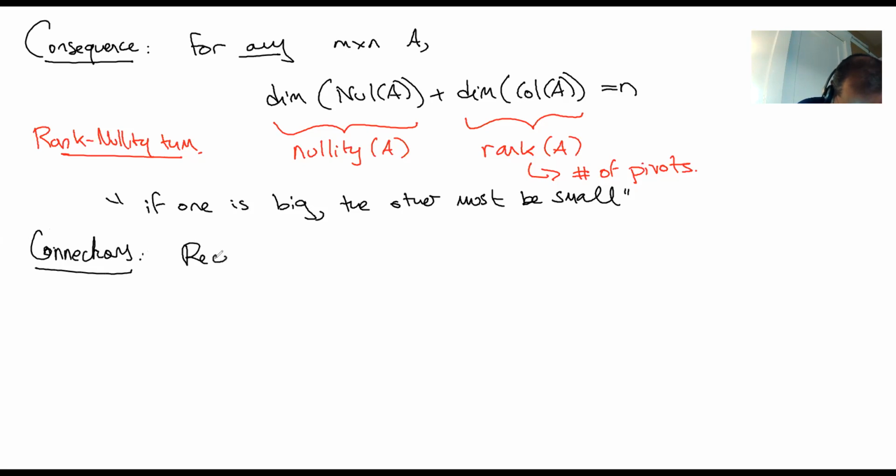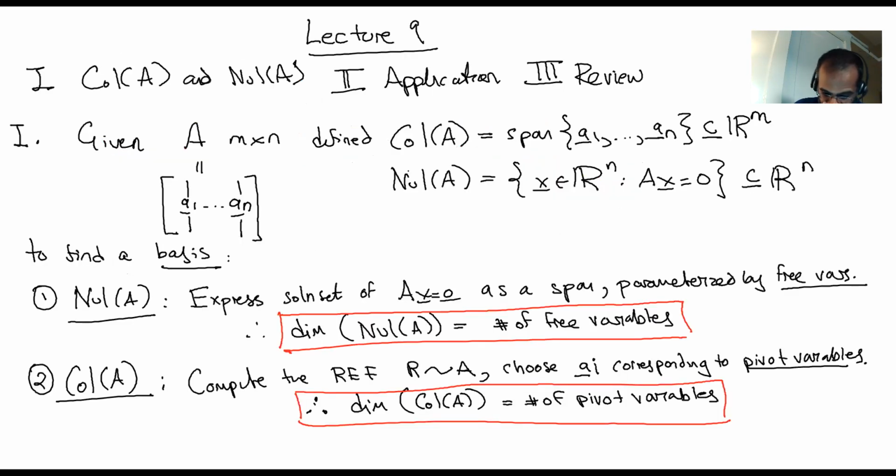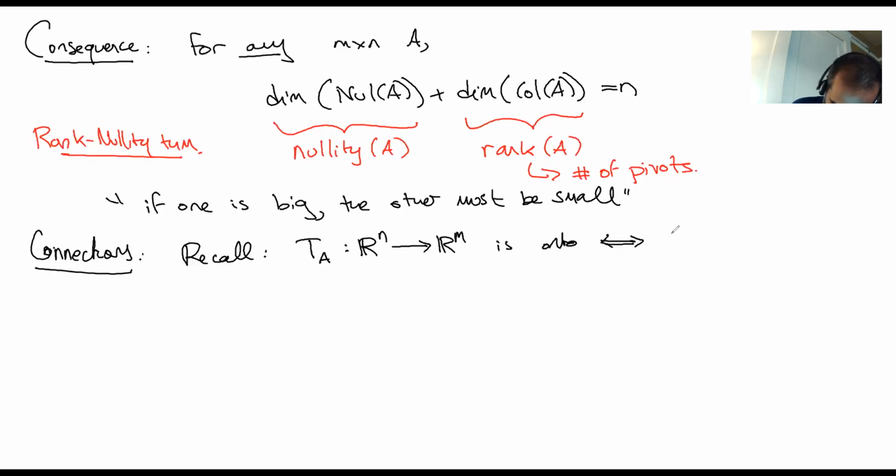So let's recall that the linear transformation corresponding to A, which goes from Rn to Rm, is onto if and only if its range is equal to Rm. But then the range of TA is equal to the column space of A. And so this is if and only if the column space of A is equal to Rm.